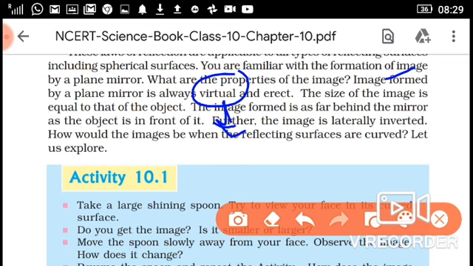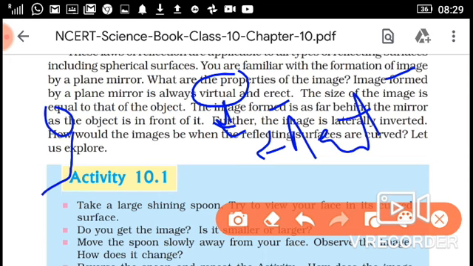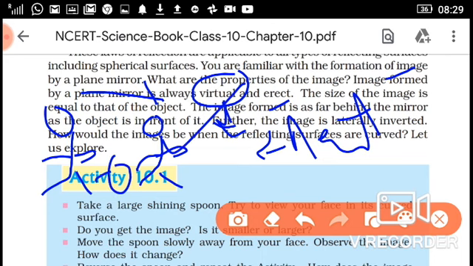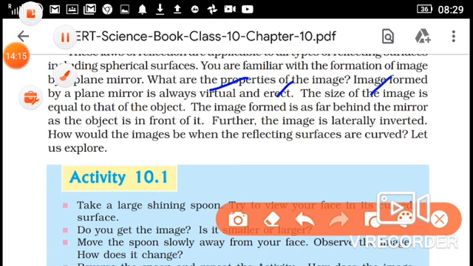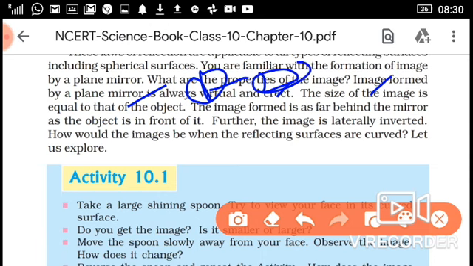But if you are taking a concave mirror, then you will get the image. Erect means seedhi image. Suppose you are dancing, then you will get the image like this. Seedhi image, not inverted, only erect. Seedhi image, virtual image, size of the image is equal to the object. That is the first point. Second point, you can note down in the notebook also.